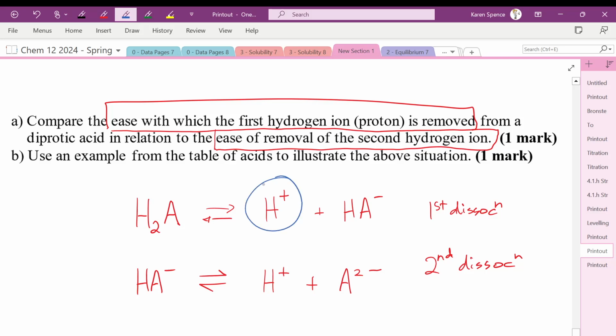Now, I want to know, is the blue hydrogen easier? Does it come off more easily? Or does the yellow hydrogen come off more easily? Or do they both come off with the same easiness? Tell your partner what you think. Which one is easier to come off, or are they both the same?